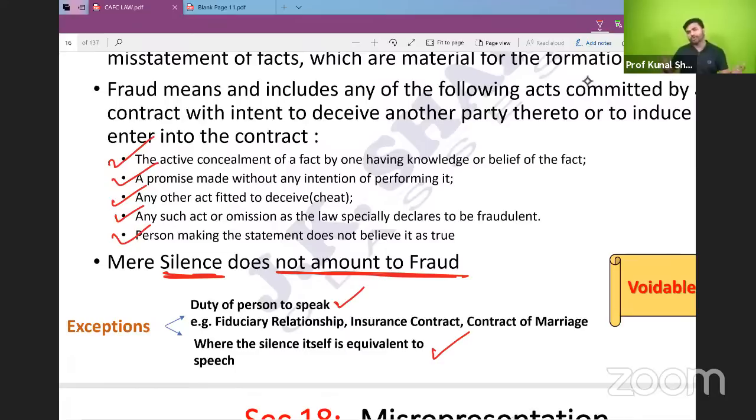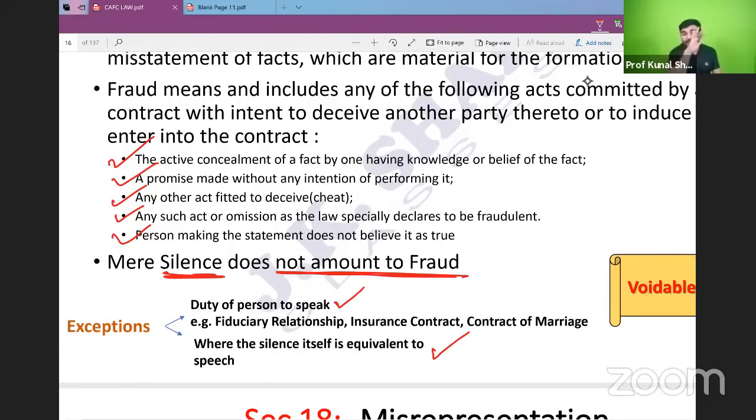Father said, I was just silent, and silence does not amount to fraud. Sorry to say, Mr. Father, in this case you have done a fraud, because whenever there is a fiduciary relationship, it is your duty to speak. The girl was having complete trust in her father. The father has betrayed her. So, whenever it is your duty to speak and you are still not speaking, then in that case, silence amounts to fraud.